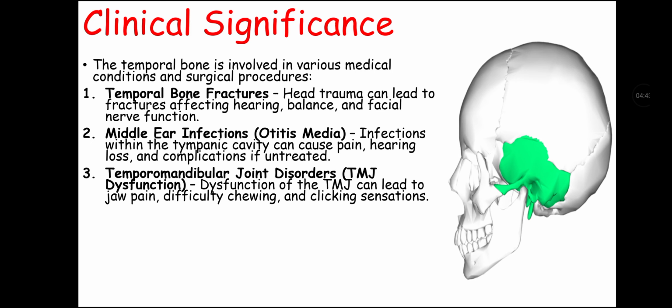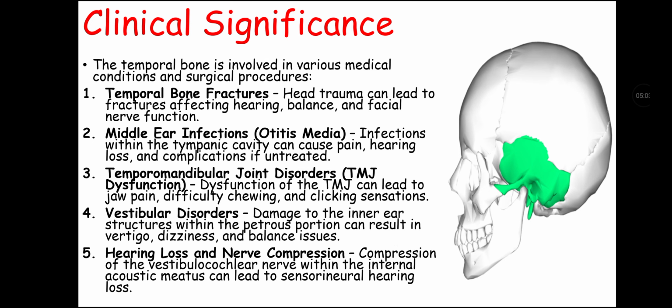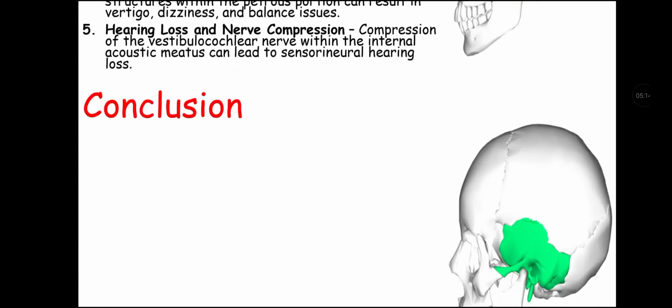The next significance is temporomandibular joint disorders or TMJ dysfunction. Dysfunctioning of TMJ can lead to jaw pain, difficulty chewing, and clicking sensation. Next clinical significance of temporal bone include vestibular disorders. As damage to inner ear structure within the petrous portion can result in vertigo, dizziness, and balance issue. And the next significance is hearing loss and nerve compression. As compression of vestibulocochlear nerve within the internal acoustic meatus can lead to sensorineural hearing loss.